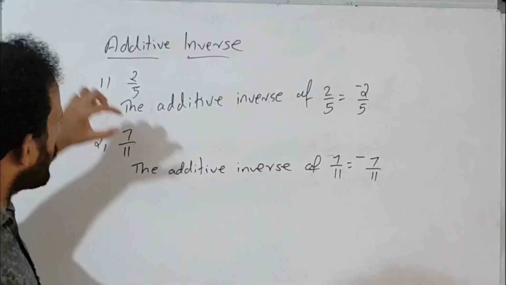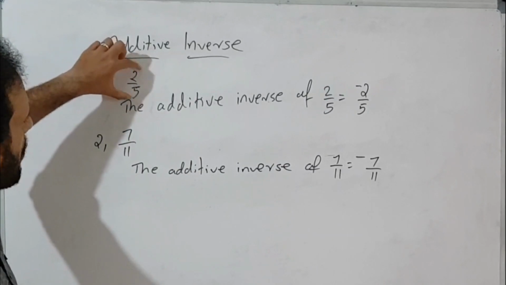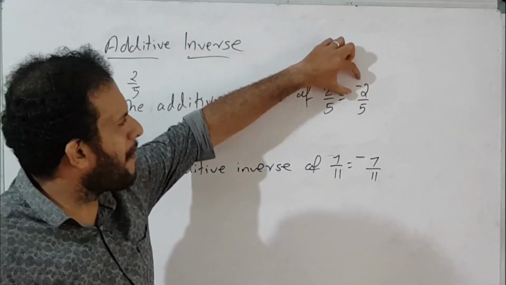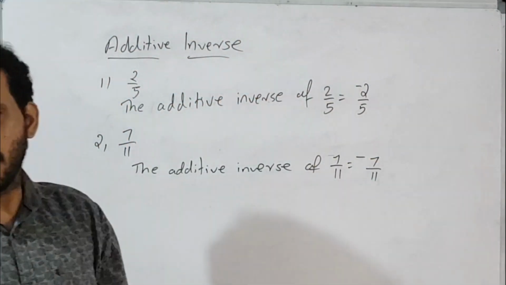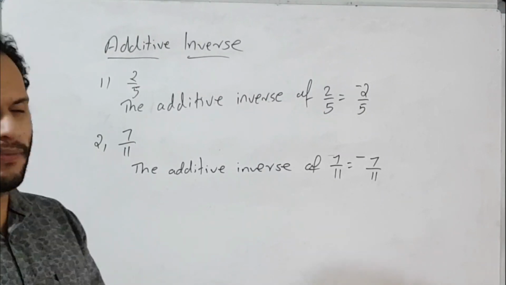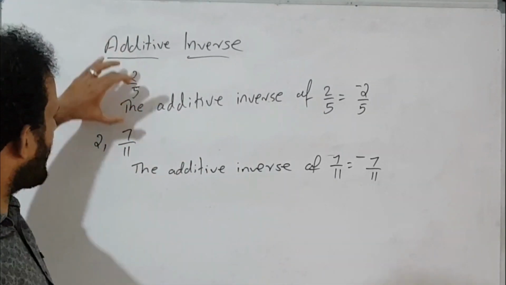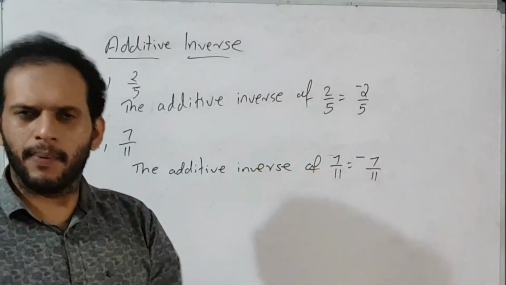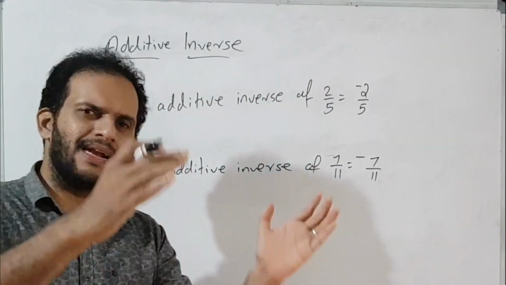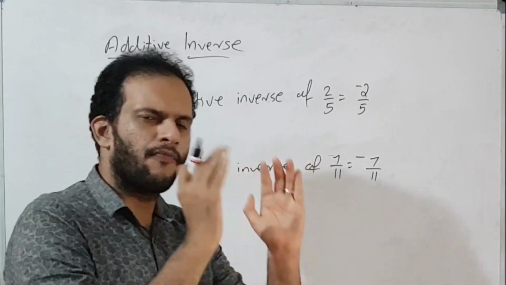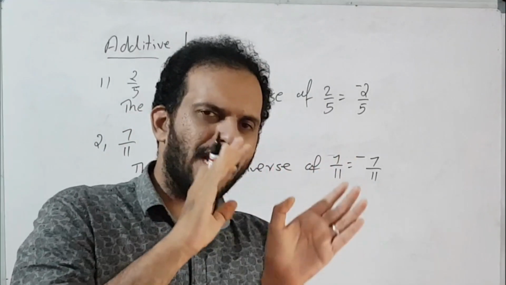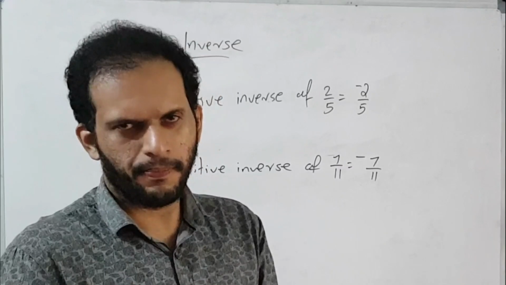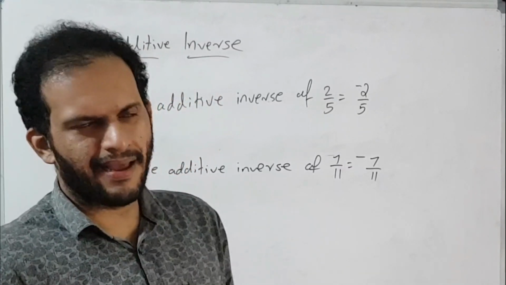That means if you want to write the additive inverse of a number, we just put a minus symbol in front of that, correct? If we want to write the additive inverse of a number, what is that? The minus of the same number. The additive inverse of a number is minus of the same number. Correct? We generalize like that.